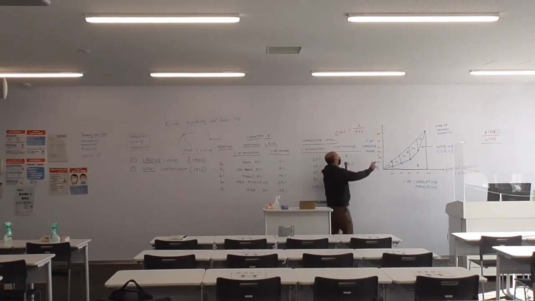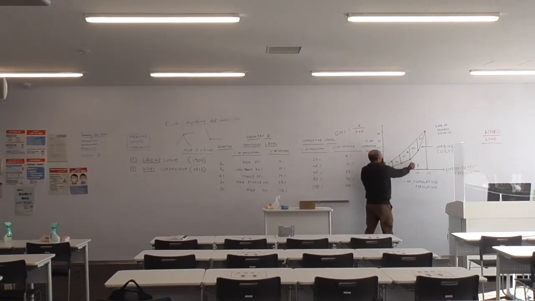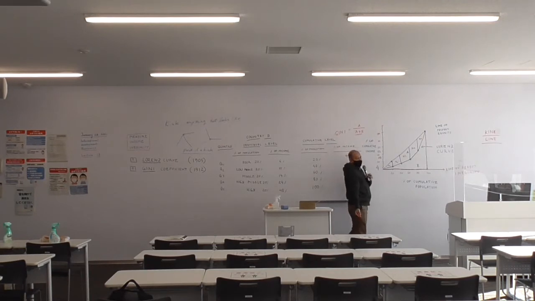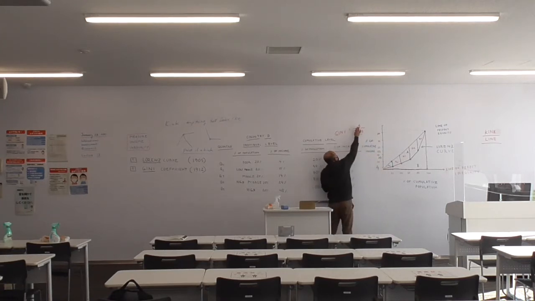And the total area of A plus B is much easier to calculate. Why? Because total A plus B is actually the whole area of this triangle. And you know the rule for the area of a triangle, right? Half into base into height. So area A plus B is very easy to calculate. The tricky part is to calculate area A. And once we have these 2 values, area A and area A plus B, then we can easily calculate this Gini coefficient.